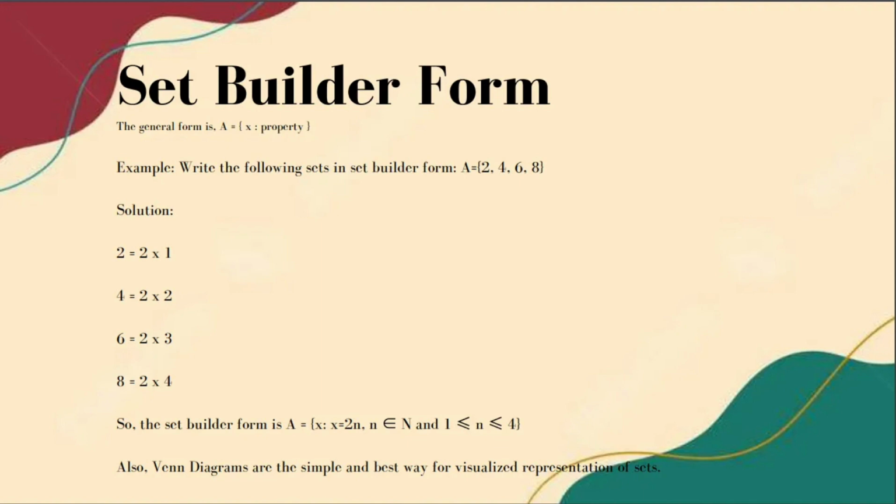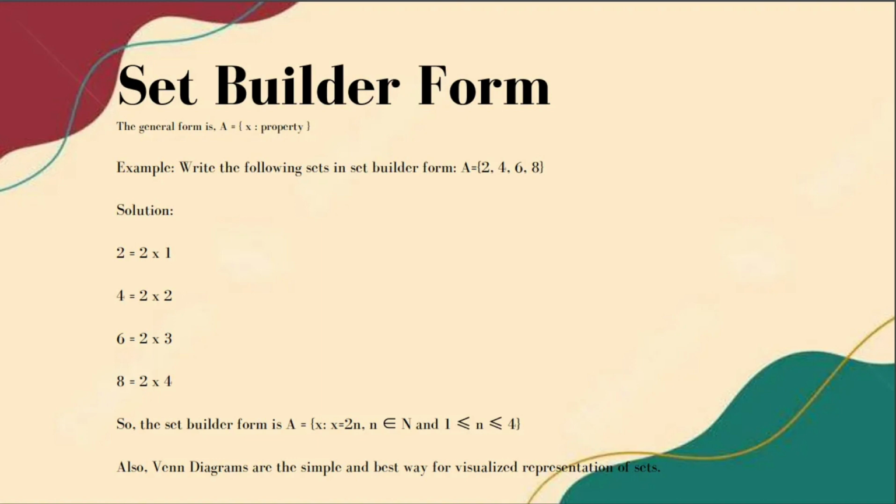Set builder form. This is where you need a solution, or you need to get the factor of the elements of the set. For example, set A has the elements 2, 4, 6, 8. The solution: 2 equals 2 times 1, 4 equals 2 times 2, 6 equals 2 times 3, and 8 equals 2 times 4.